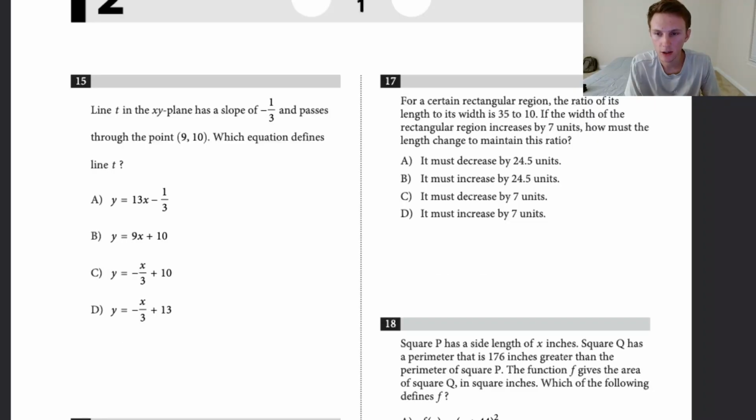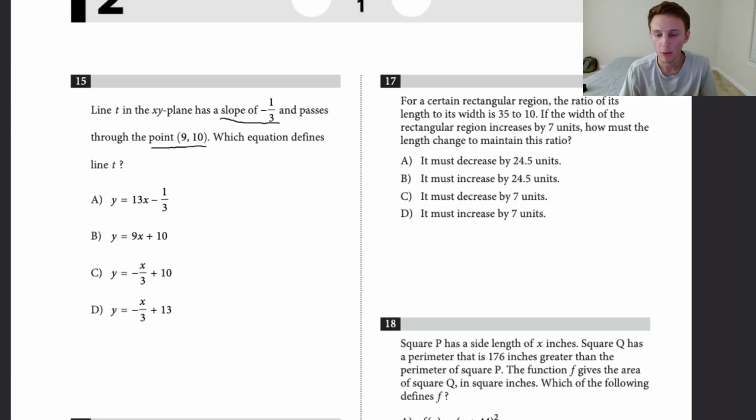Number 15 here, basically we have a slope of -1/3 and a point 9, 10. So you can go point slope formula here, or you can go y equals mx plus b. But I want to give you a little preview to one of the strategies. So this one you can answer really easily through back solving. So that means you're just going to plug in the point to the answers, and then you're just going to see which one fits.